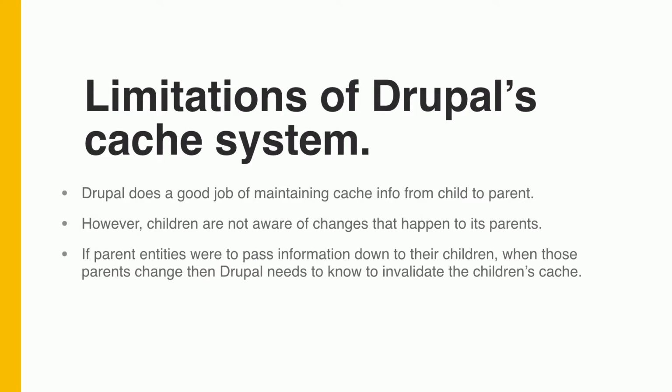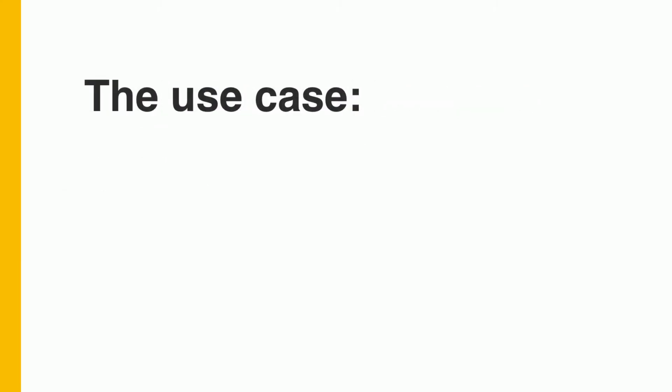So if we wanted to do something where a parent entity, say a paragraph, wanted to inject information down to another entity it's referencing, say override some information, override a title, things like that, Drupal has no way of knowing that when that parent entity changes, whenever you go in and click save on it, to then invalidate all of the children. It doesn't work that way. It doesn't have the context to do that. And that's the exact use case that I'm sort of dealing with.